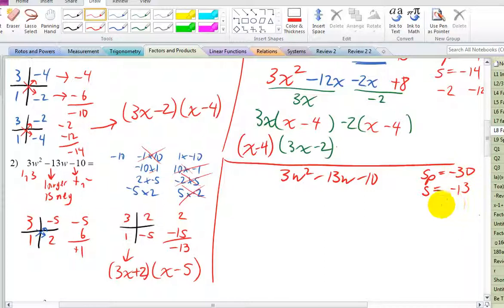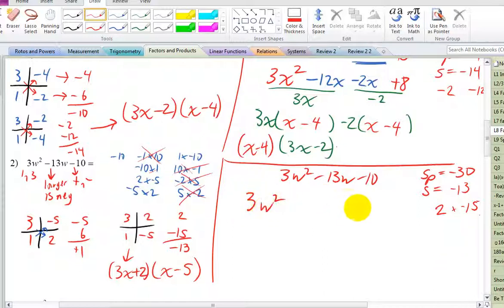Ooh, I'm thinking 3 and 10. Okay, but one of them has to be negative, and if the larger one's negative, to get negative 13, I ain't going to get to negative 13. I'm going to get to negative 7. Who's got it? What is it? 2 and 15. Okay, so 2 times negative 15 will give us the super product and the sum.